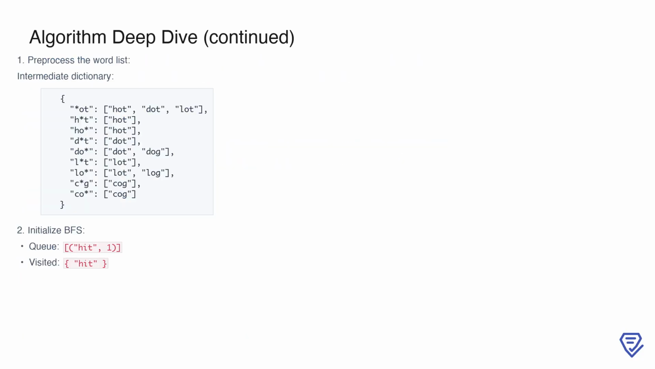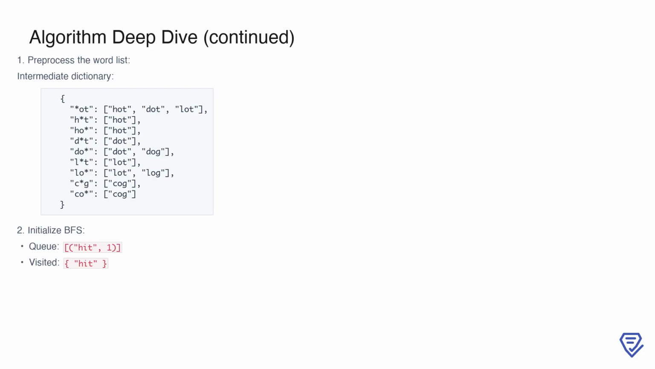Let's apply this approach to a concrete example. Given the begin word hit, the end word cog, and the word list hot, dog, lot, log, cog, we first pre-process the word list to create the intermediate dictionary. This dictionary maps patterns like *ot, h*t, and ho* to their corresponding words. For instance, *ot maps to hot and lot, while h*t maps to hot.